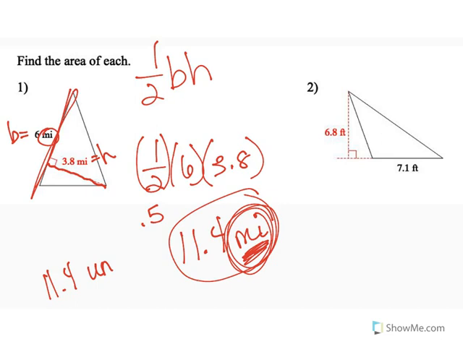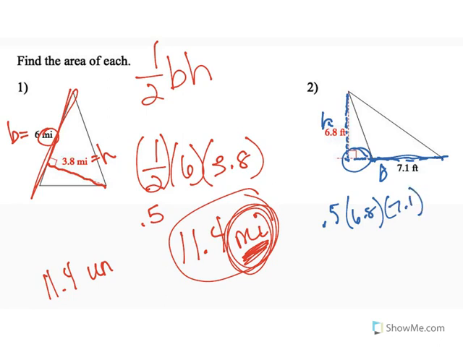So let's try this triangle over here. Notice that here we have this piece outside. And so the height is perpendicular to this side, so this is our height, and this is our base. We don't have to worry about that piece right there. Our base is 7.1, even though technically it extends over here to get to the 6.8. So we're going to do 0.5 times 6.8 times 7.1 and get an answer on our calculator.